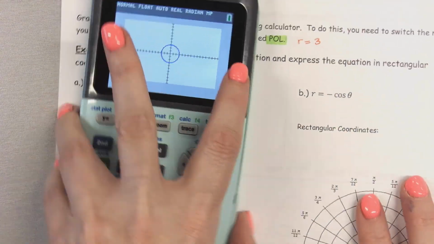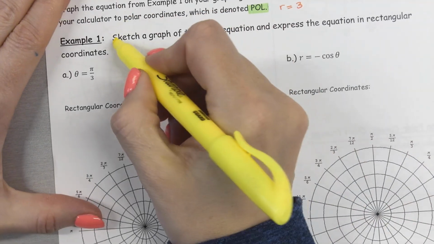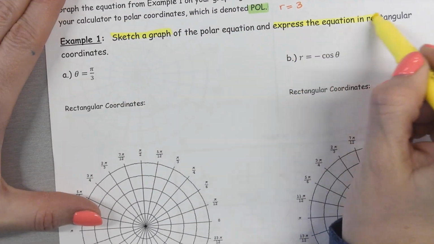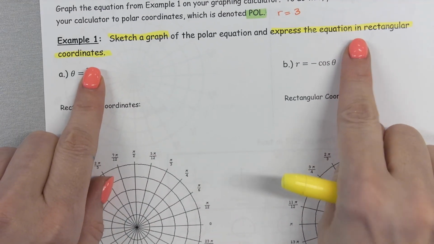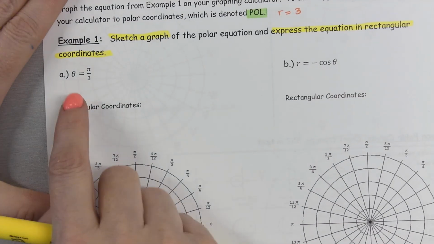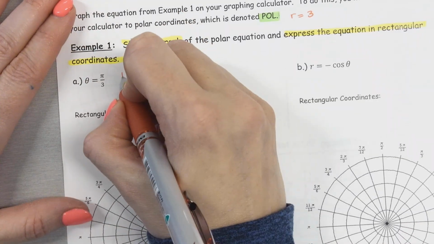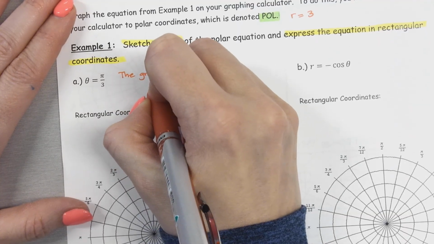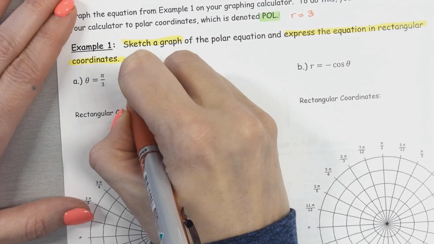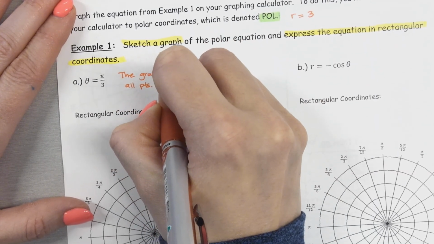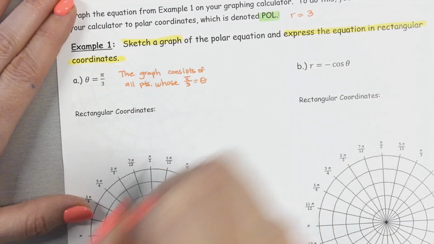All right. So the next one we're going to look at, this says that we're going to sketch a graph of the polar equation, and we're going to express it in rectangular coordinates. Okay, this is also something you're going to be doing in 8.1. So this time, instead of r equals, we have theta equals. This means that the graph consists of all points whose theta is pi over 3.